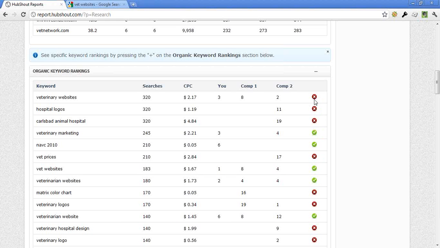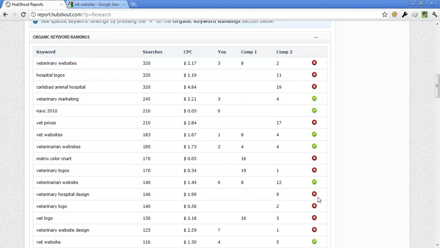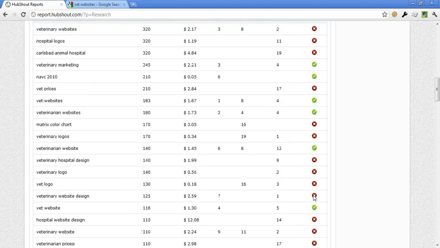Definitely veterinary websites, maybe not hospital logos or Carlsbad Animal Hospital. You have veterinary logos, so that's not one that they would want, but you go down this list and see which ones they would want. So for veterinary website design, VetHubs is in position 7, VetNetwork is in position 1, so they're obviously getting a higher score off of that keyword.